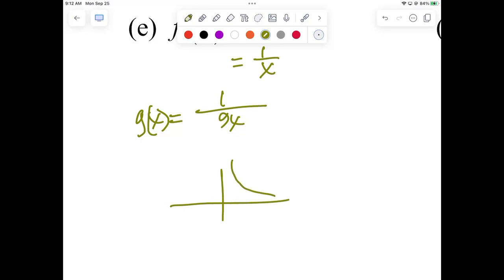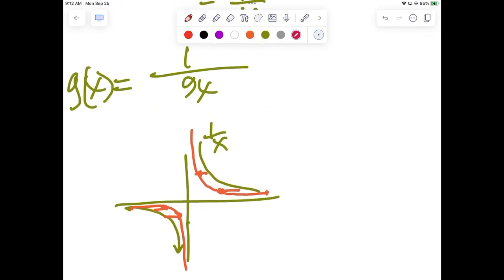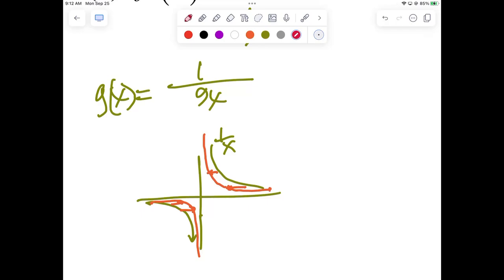Well, let's see what the graph looks like. Here's the graph of 1 over x. And if I horizontally compress it by a factor of 9, I'm bringing this in, I'm bringing this in, and it looks something like this. It makes the graph steeper. Now, look at this. This is where you have to think: in order to get from the green graph now to the orange graph, am I going to stretch it vertically?